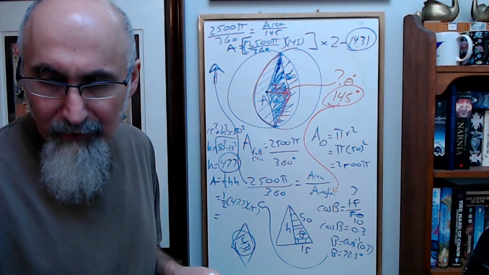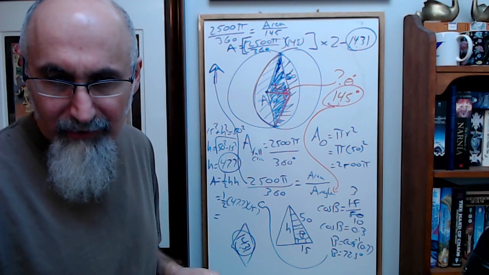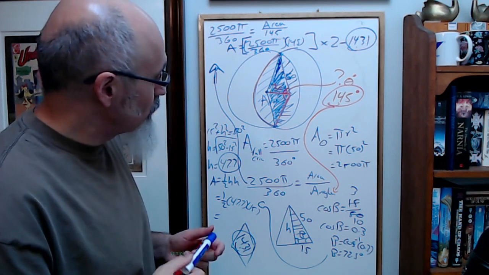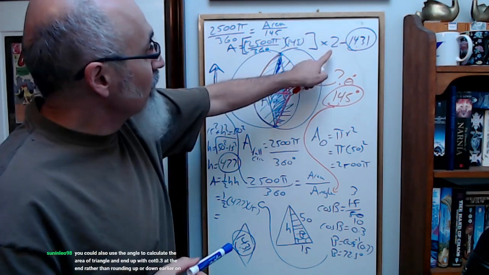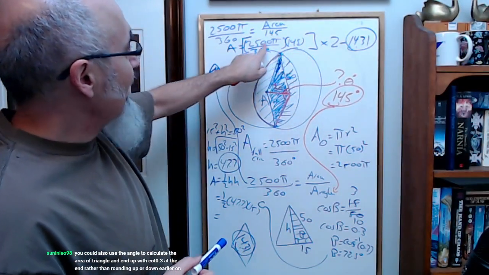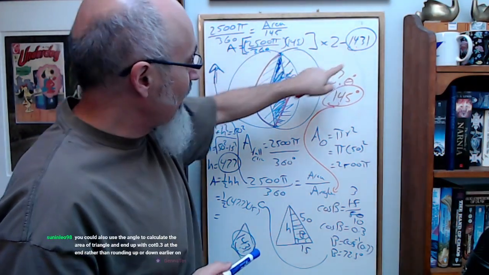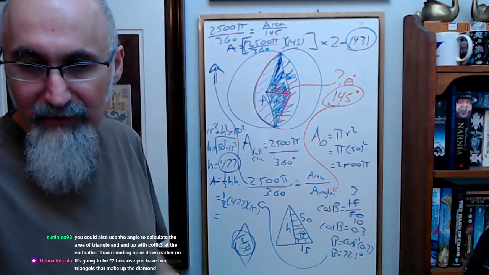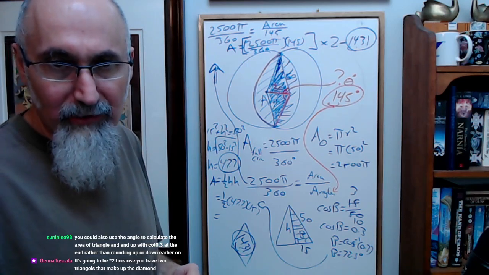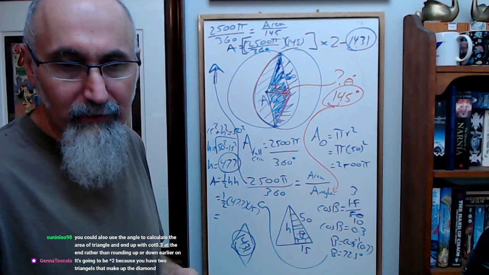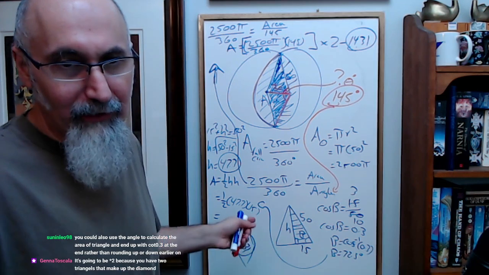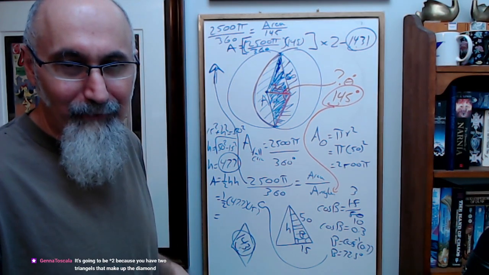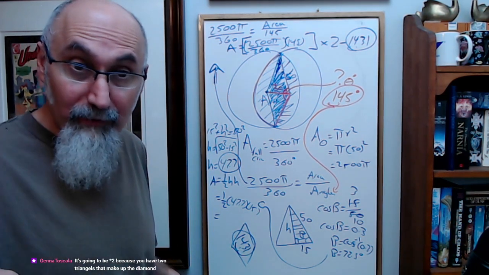It's going to be 2 because you have 2 segments. Yeah, we multiplied it by 2 here. So that segment times 2 minus the area of the diamond inside. I hope we did that right. Looks chaotic. But yeah, Graham was on the right track.